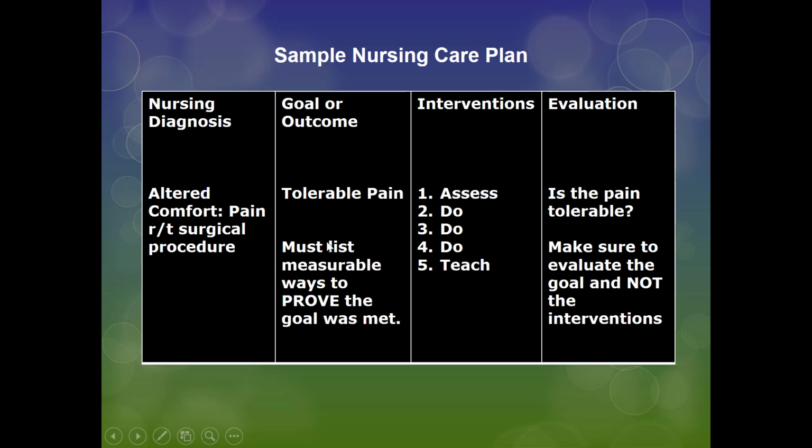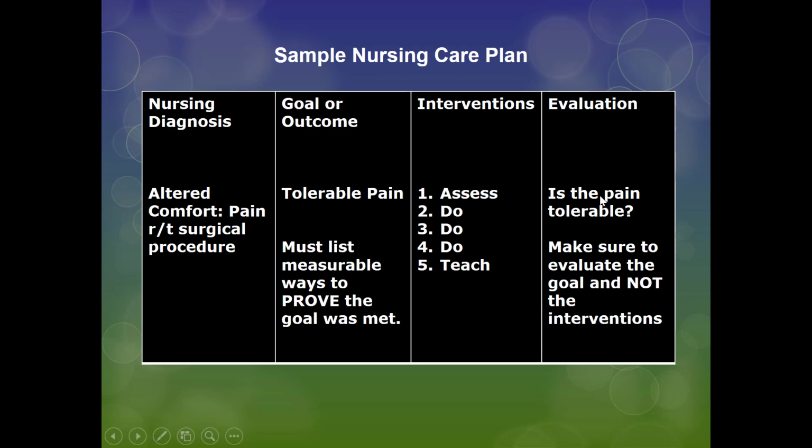And we can talk about some of those ways that you can measure that, but they have to be measurable. You can't just say that patient will have less pain. Well, how do you know they have less pain? Then you're going to have your interventions. Your interventions should be lined out. First one should include your assessments. The second, third, and fourth should be things that you are doing to reduce your patient's pain. And usually the last one focuses on some kind of teaching. There's always a little bit of teaching that can go along with each one of these care plans.